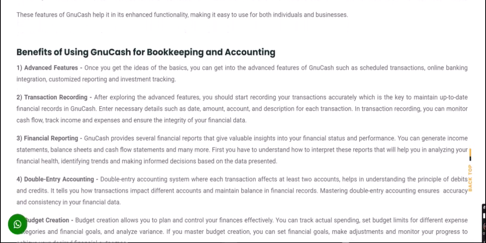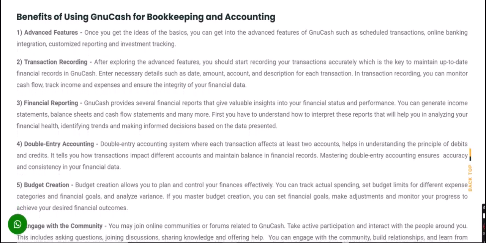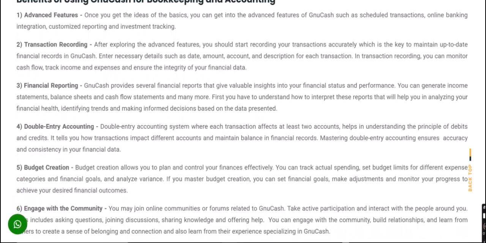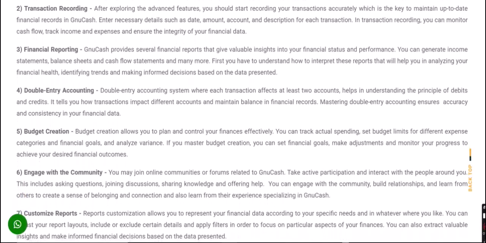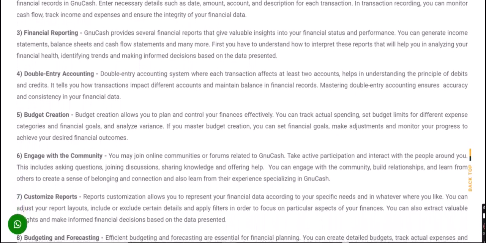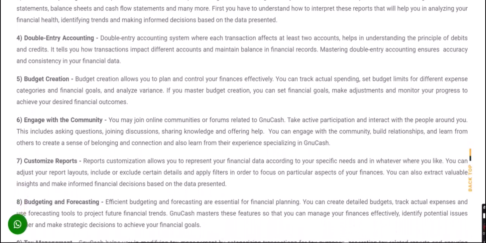Ensures double entry balance. In GnuCash, as a double entry system, every transaction affects at least two accounts. Equity accounts play a crucial role in maintaining the fundamental balance of the accounting equation. If your assets don't equal your liabilities plus equity, something is wrong with your entries.